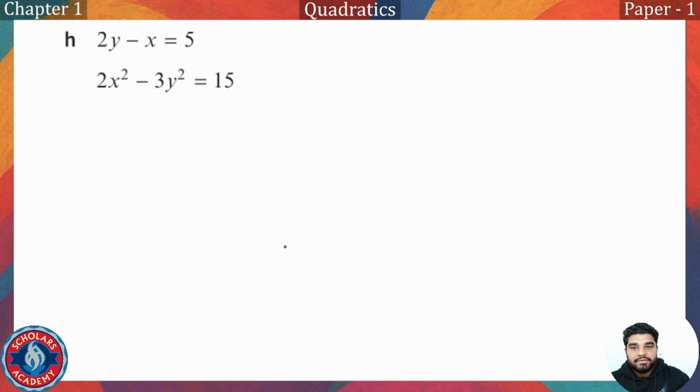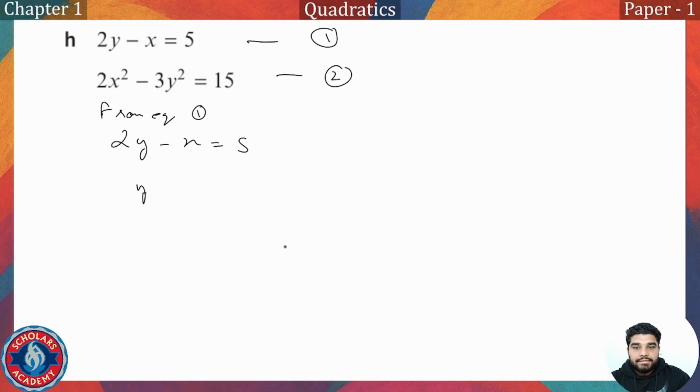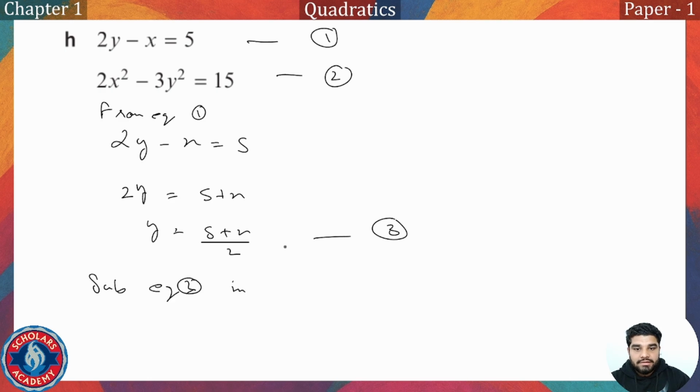All right, so from here I can find the value of y, equation number 1, equation number 2. So 2y minus x is equal to 5. So this is from equation number 1, and 2y is equal to 5 plus x. Y is equal to (5 plus x) by 2. So this is the value of y. Let's mark it as equation number 3. We'll substitute this equation 3 in equation number 2.